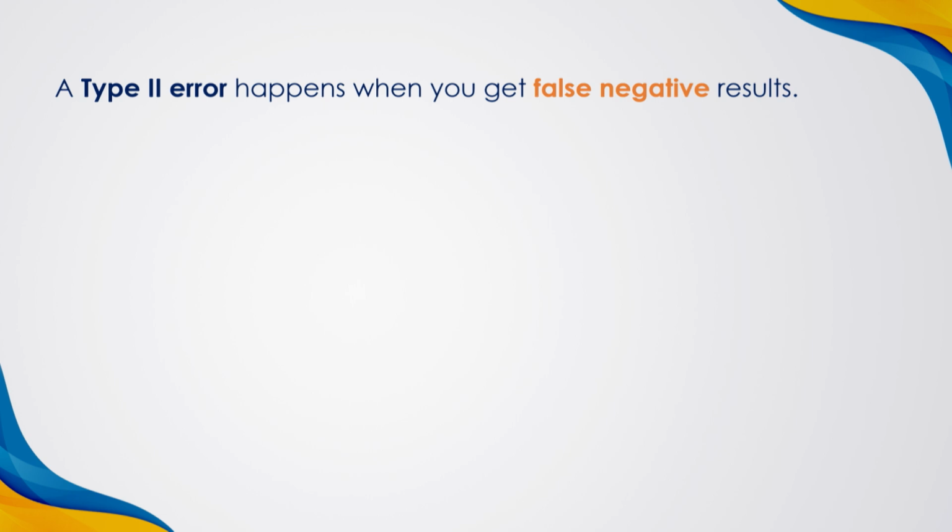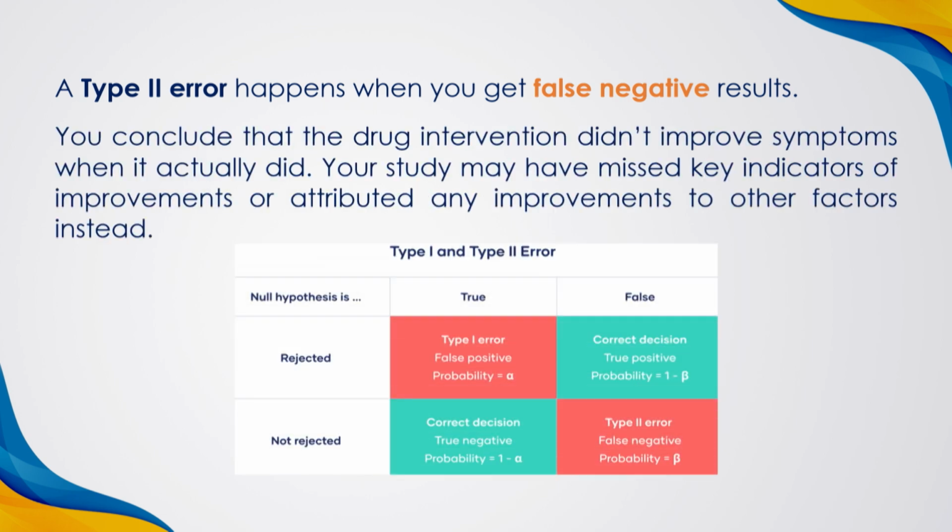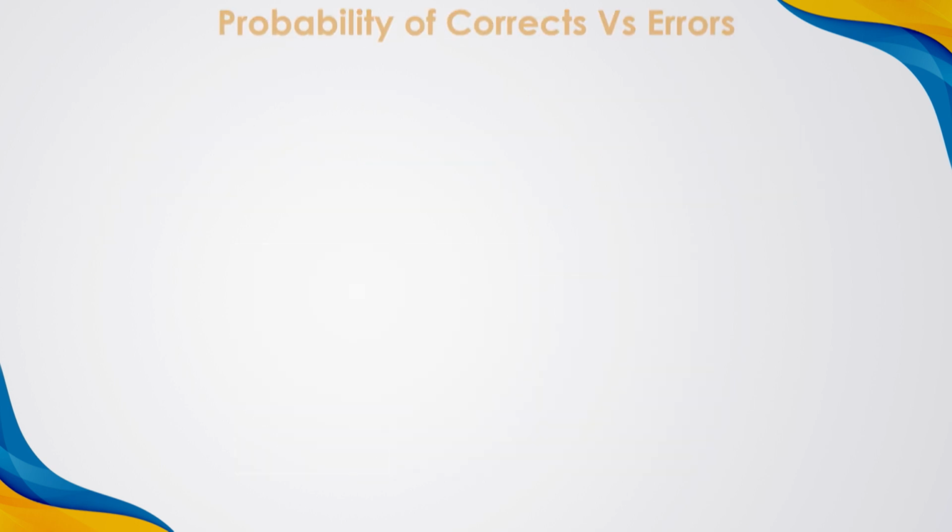A type 2 error happens when you get false negative results. You conclude that the drug intervention did not improve symptoms when it actually did. Your study may have missed key indicators of improvements or attributed any improvements to other factors instead. The same explanation was given earlier.